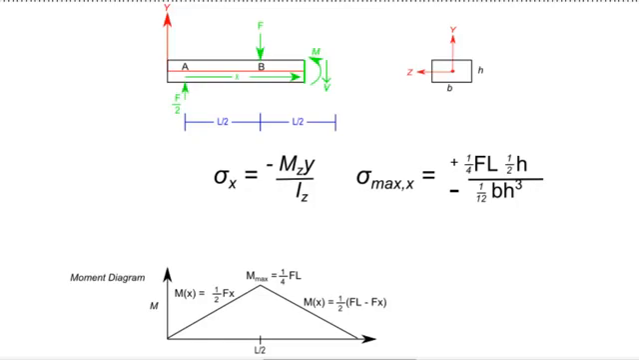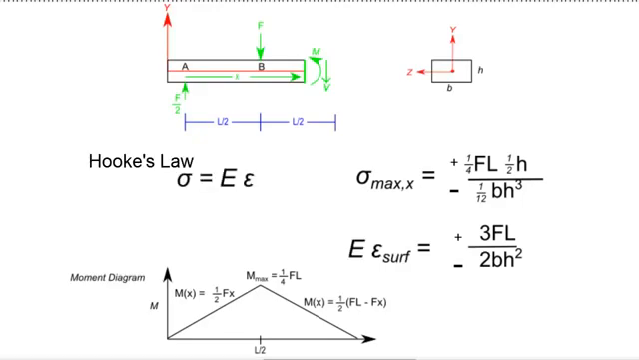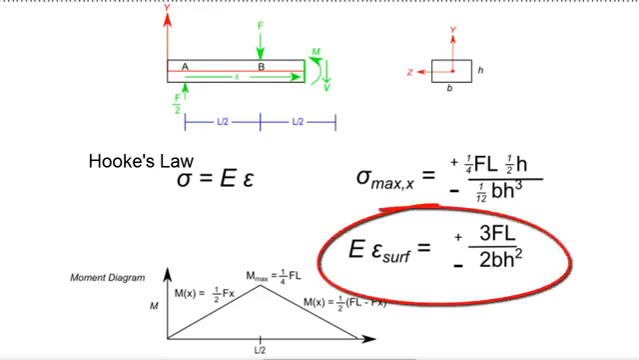We can calculate this stress by inserting the value of the maximum moment, FL/4, the distance from the neutral axis, plus or minus h/2, and the area moment of inertia about the z-axis, 1/12 bh^3, into our stress equation. Furthermore, this equation can then be simplified into a much more usable form. One way the stress can be experimentally determined is to mount strain gauges to the surface of this beam. Then we can use Hooke's law to relate the recorded surface strain to the applied load and specimen properties.